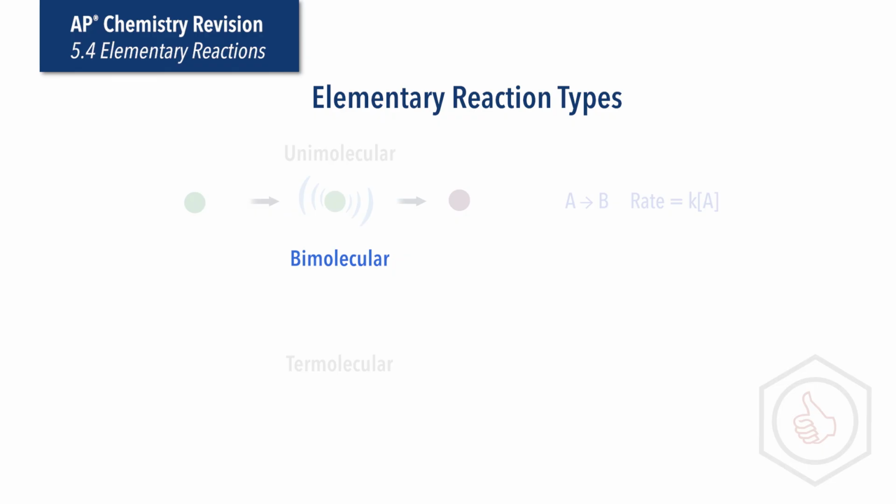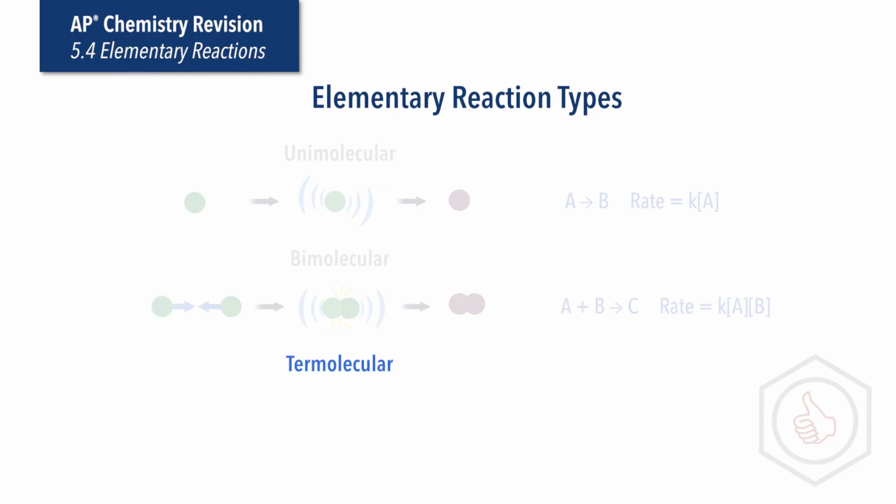A bimolecular reaction involves two particles colliding to form a product. For example, A plus B forming C would give a rate law of rate equals rate constant k multiplied by the concentration of A multiplied by the concentration of B, and would be second order overall, first order with respect to A and first order with respect to B.